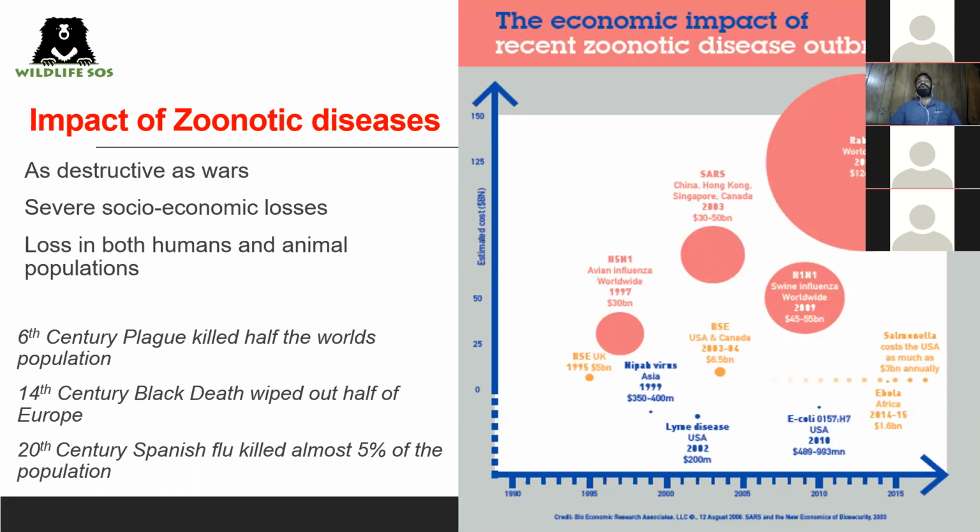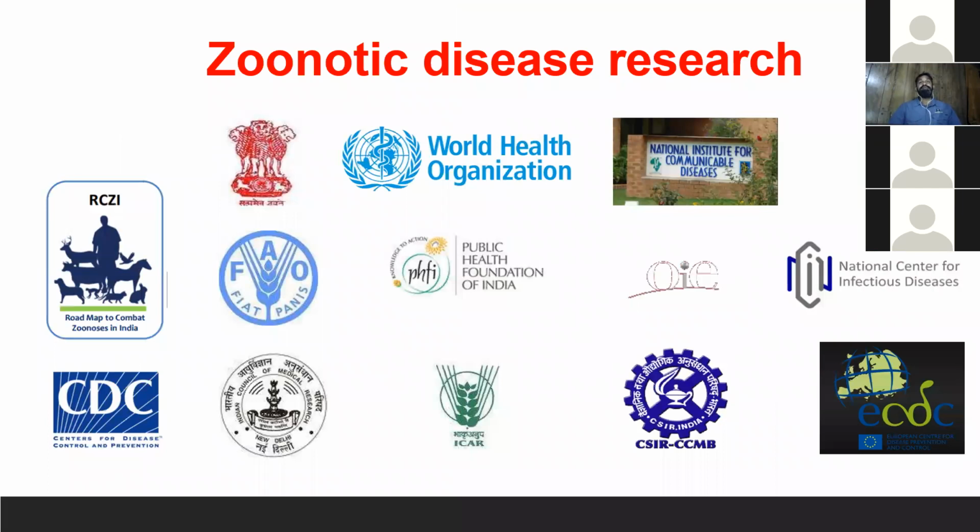So as destructive as wars, there are severe socioeconomic losses, as I already mentioned a few of them from the image, and loss in both human and animal populations. So it's not only the economic loss, it's also a loss of life for both humankind and animal population. For a major example, the 6th century plague killed half the world's population. In the 14th century, the Black Death, which is nothing but a bubonic plague pandemic, wiped out half of Europe. And in the 20th century, Spanish flu killed almost 5% of the population. So as I said, loss in both human and animal populations needs to be kept in mind.